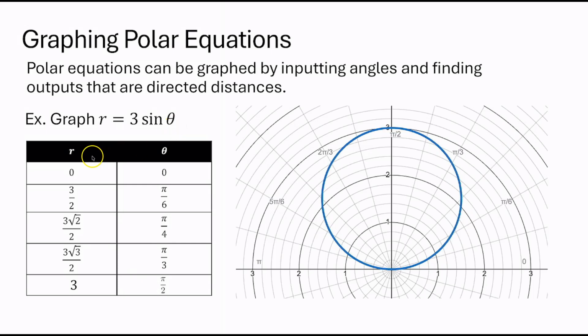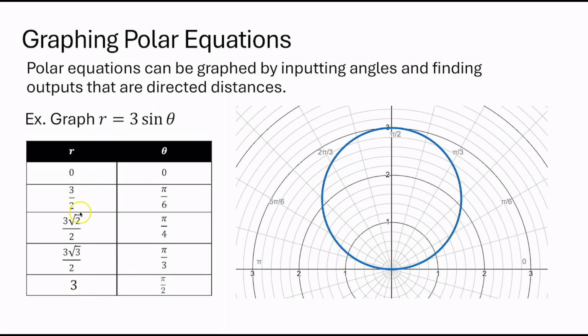We could create this r theta table and we could input angles. Let's say the typical angles between 0 and pi over 2. We could substitute those angles into theta to get out r values. So that's already been done here. Again, we started with theta values and substituted them in. So sine of 0 is 0, times 3 is 0. Sine of pi over 6 is 1/2, and 3 times a half is 3/2, and so on.